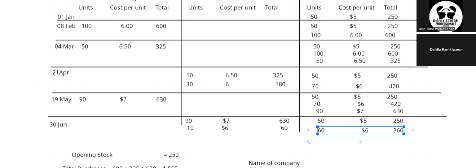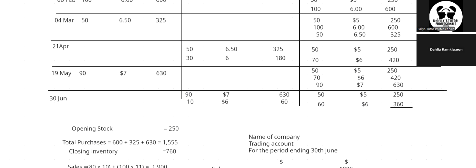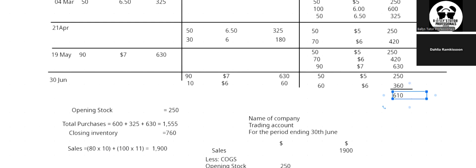So if someone was to ask for our closing stock balance now, I would add the 250 to the 360, and that would give us $610. So you notice the closing stock balance is different under LIFO. So it does make a difference, right? Before it was 760, now it's 610. You see that?